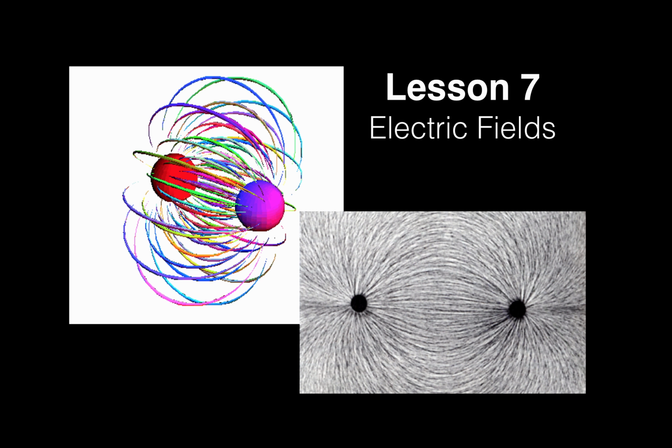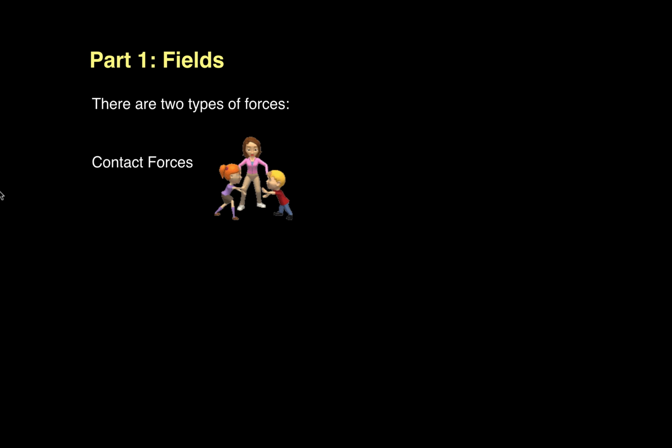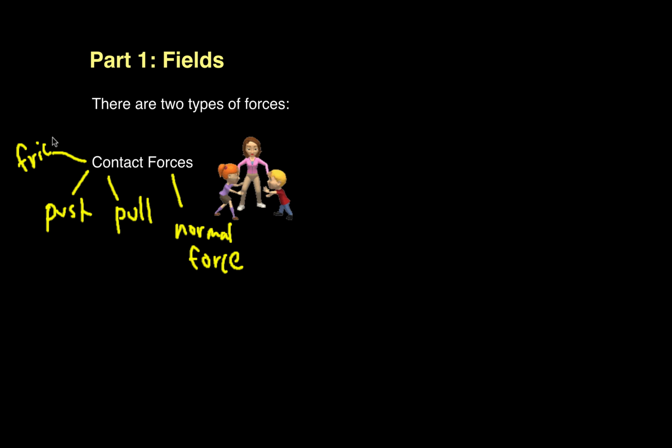Lesson 7, Electric Fields. We're going to start this lesson by looking at the general definition for a field. There are two types of forces in nature. Contact forces, in which the object exerting the force is in actual physical contact with the object that's experiencing it. This is any time you have a physical push or a pull, and other forces we have examined in the past, like the normal force and friction, are examples of contact forces.